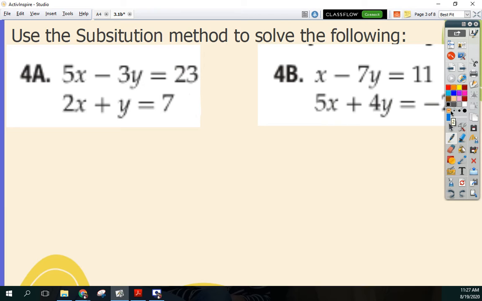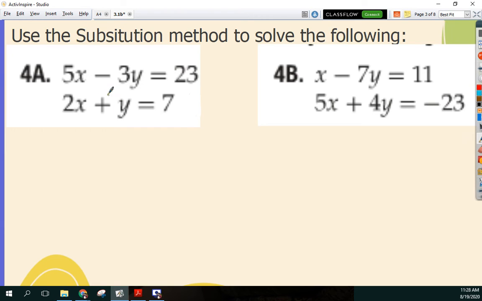It says use the substitution method to solve the following: 5x minus 3y equals 23, and 2x plus y equals 7. I'm looking at my two equations, and we need to decide which variable we want to solve for, and in which equation. Looking at those, I notice straight away that in my second equation, I have a coefficient of 1 in front of my y. That's important because anytime I have a coefficient of 1, it's going to be much easier to solve for because we're not going to end up with fractions.